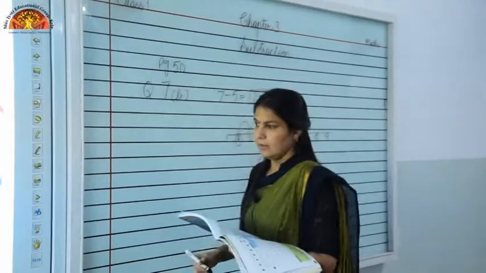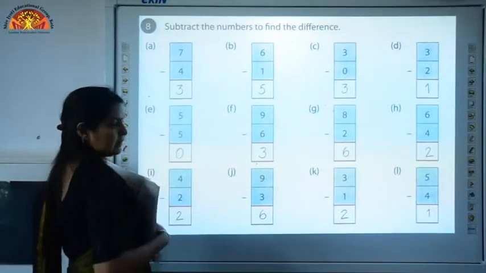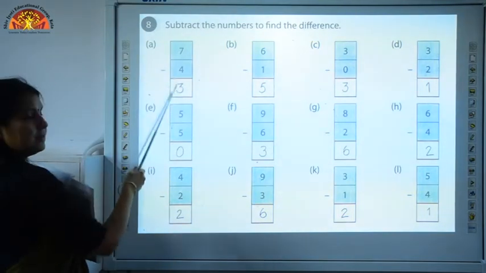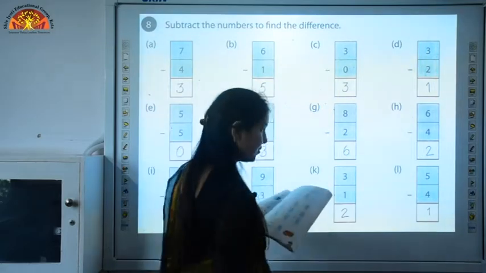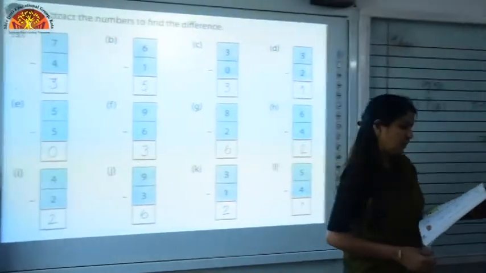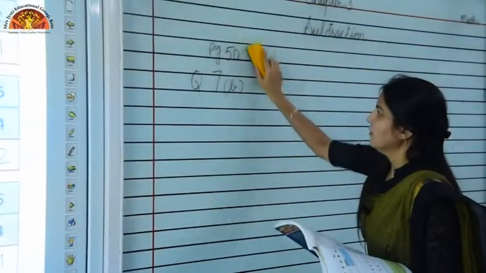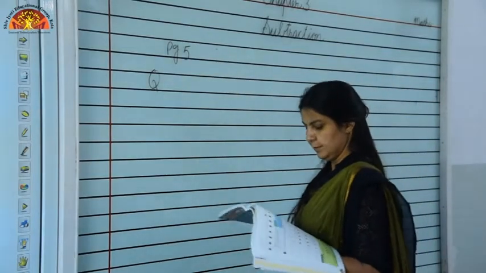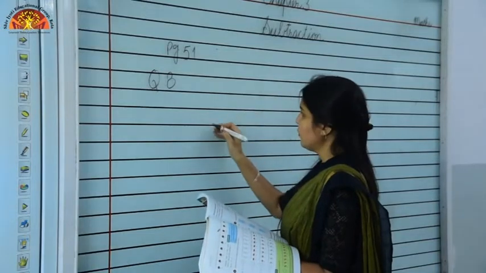Now we will see vertical subtraction. What is vertical subtraction? In vertical subtraction, numbers are given in vertical form like this. Here you can see the smaller number is written below the greater number. This is vertical form. Now we will solve these sums on the board. This is question number 8. Subtract the numbers to find the difference. This is question number 8, page number 51. We will see H part of this.